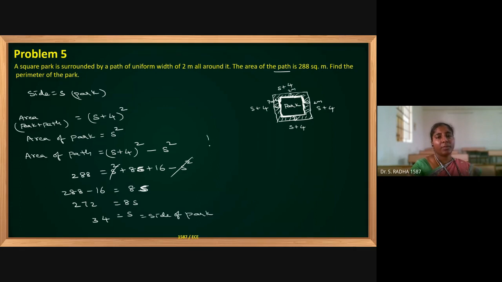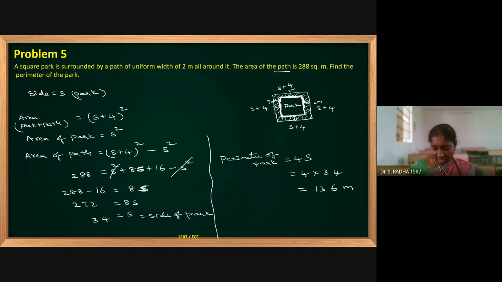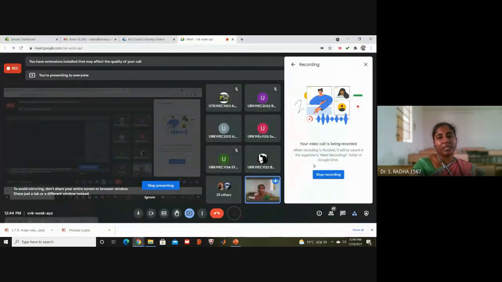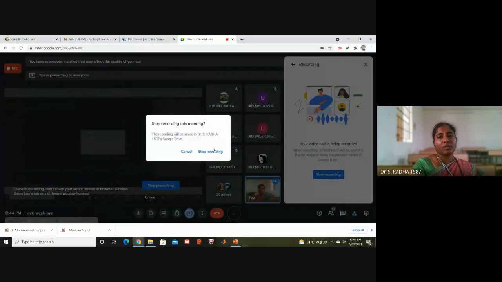What they are asking is the perimeter of the park. Perimeter of the park is nothing but 4 sides are there, so 4 times S, which is 136 meter. Units are meter here. We are having 4 times S, only one S is there, so meter is the units. If S square is there, square meter will be the units.